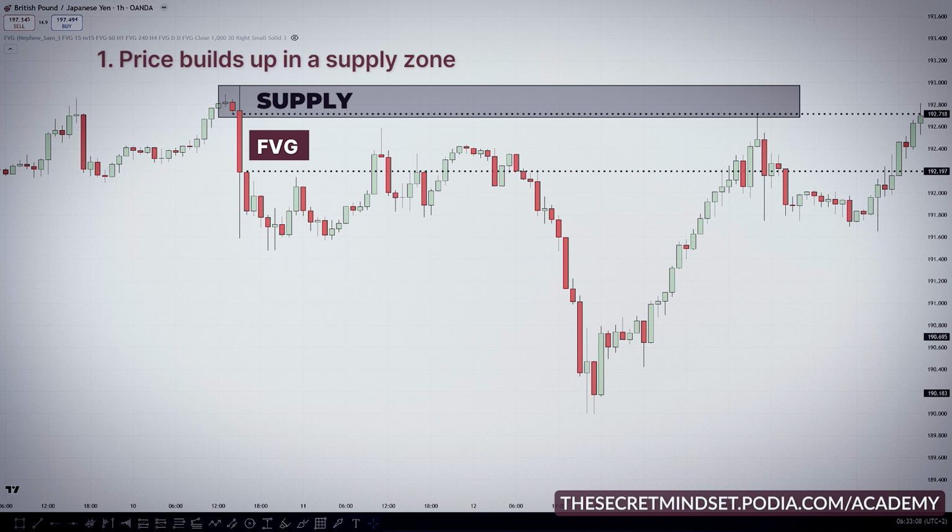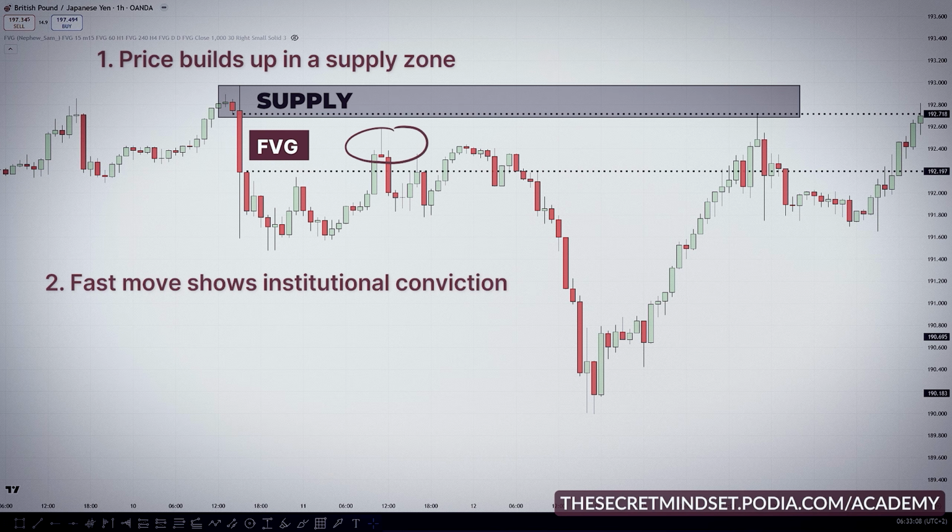The process follows clear steps. Price builds up in a supply or demand zone. Then it moves explosively, creating the gap. This fast move shows institutional conviction. Later, price must return to fill this gap.